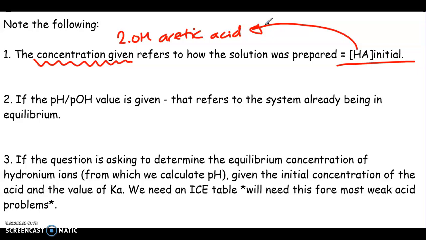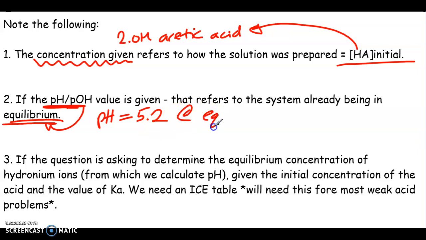If they give you the pH or pOH of that solution, pH and pOH are already at equilibrium. So for example, if it says the pH of an acetic acid solution is, let's say, 5.2, this would automatically mean that that is at equilibrium. The question will not say that, but if you're given pH or pOH, it's assumed to be equilibrium. Concentration is initial; pH, pOH, equilibrium.